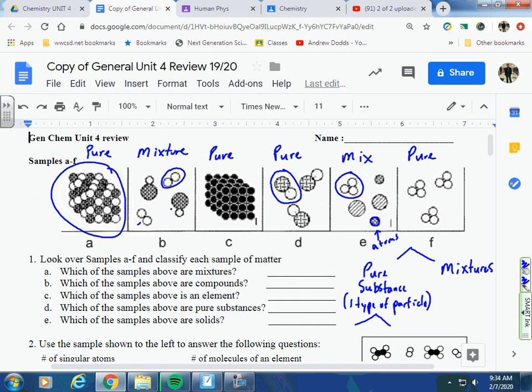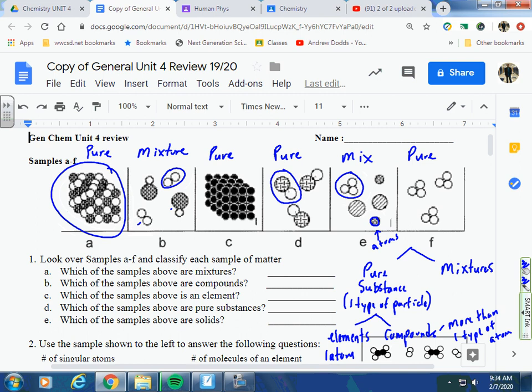Now we can actually go further and classify the difference between elements and compounds. So at this stage, we know all the pieces in the sample are going to be the same. So now we're going to look at those individual pieces. If there's only one type of atom, then it's going to be an element. If it's more than one type of element, or more than one type of atom, then that's going to be a compound. Okay?